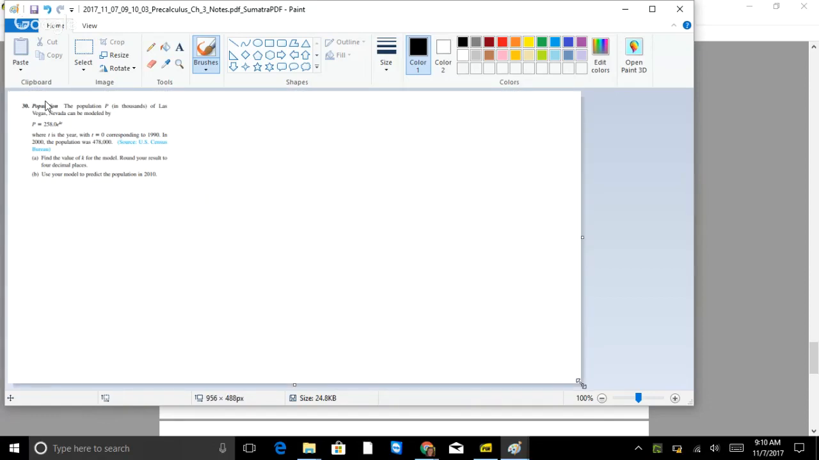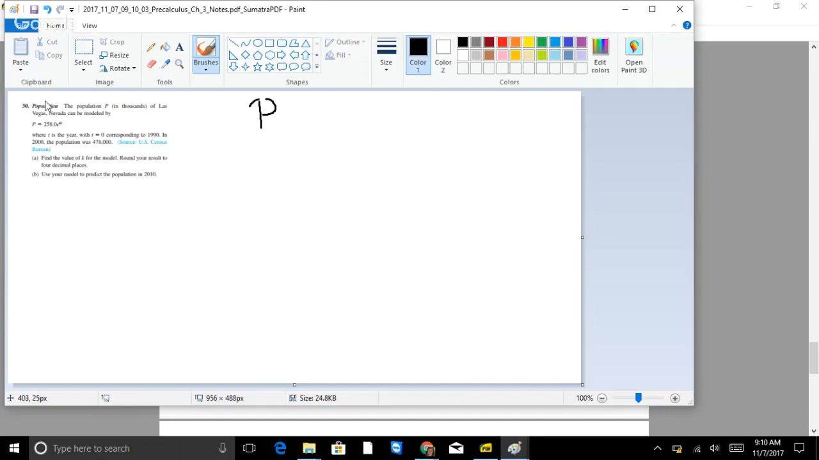All right, so the population P in thousands of Las Vegas, Nevada can be modeled by P equals 258 e to the kt power, where t is the year with t = 0 corresponding to 1990. In 2000, the population was 478,000. Find the value of k for the model, round your result to 4 decimal places, and then use your model to predict the population in 2010. All right, so we have a model.